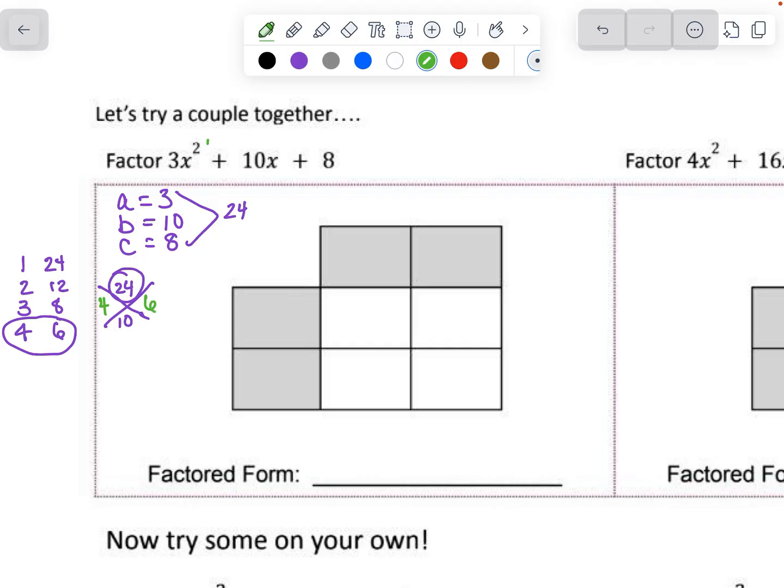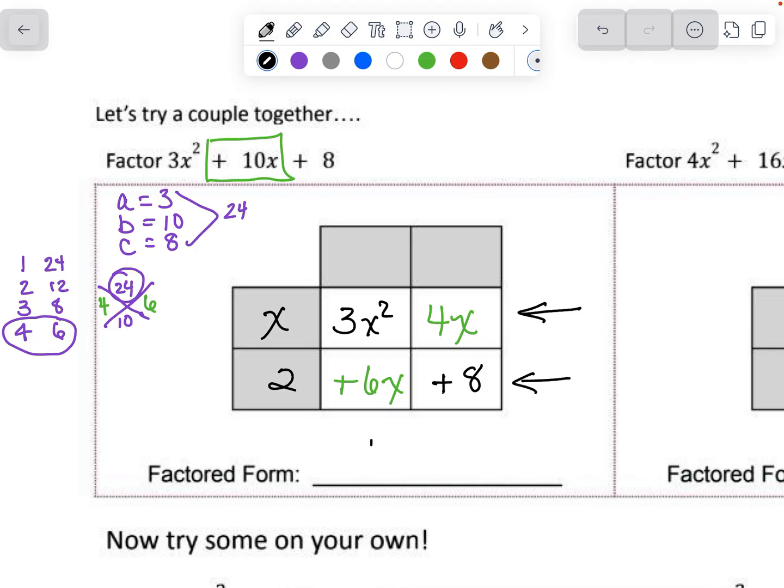So we're going to rewrite this 10x as 4x plus 6x. The 3x squared stays, and the 8 stays. And then we look to see what they have in common. They share an x, they share a 2, they share a 3x, and they share a 4. So our factored form is x plus 2 times 3x plus 4.